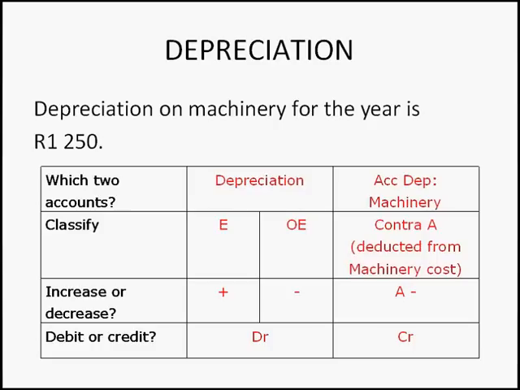Okay, so just to summarize, depreciation as an adjustment means that I need to adjust the value of my machine at the end of the financial year, because it's now actually worth less again. So the two accounts that are involved are depreciation and accumulated depreciation on machinery. Depreciation is seen as an expense, so my owner's equity decreases, and accumulated depreciation is seen as a contra asset, which means my assets decrease.